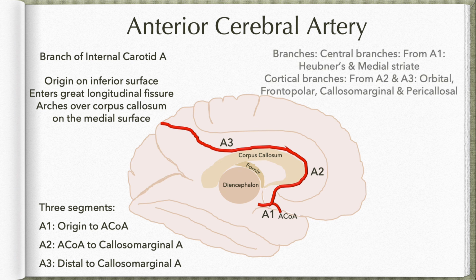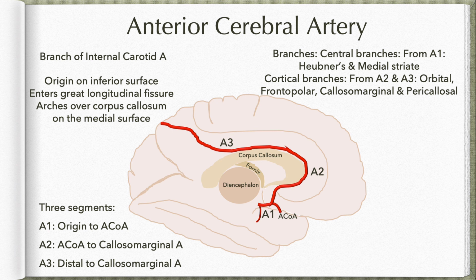Now coming to the branches from the anterior cerebral artery, all these cerebral arteries give 2 sets of branches: central branches, otherwise known as perforating branches, and cortical branches, which will be supplying the surface of the cortex. Central branches from the anterior cerebral artery arise from the A1 segment. They include medial striate branches as well as the recurrent striate branch known as Heubner's artery.